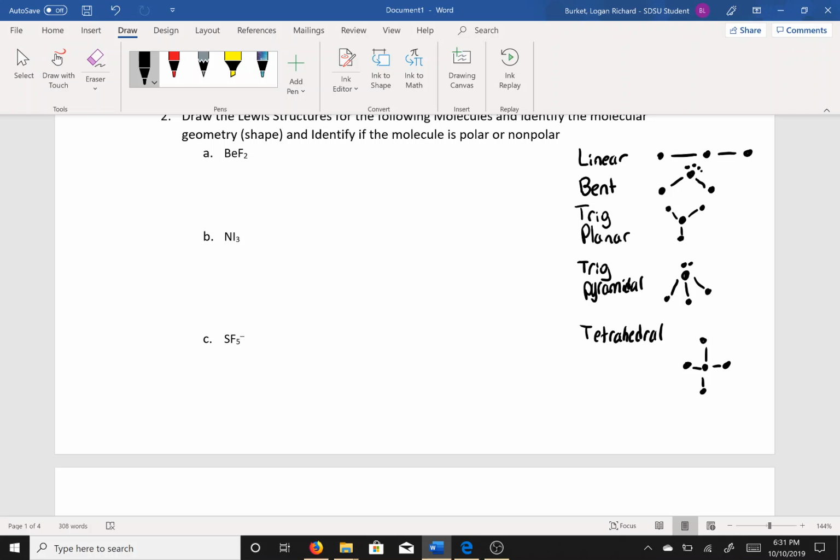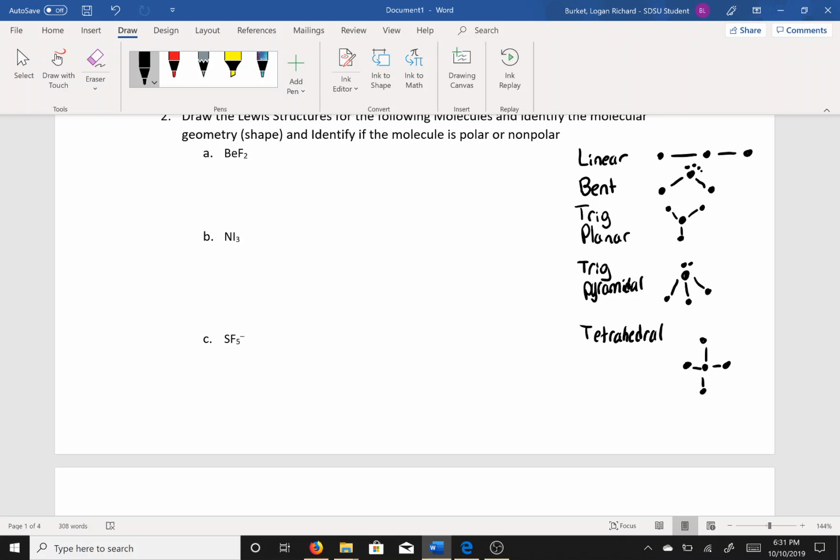So when you look at the prefixes in the last three, in trig pyramidal and trig planar, they both have three bonds. That tri says how many bonds there are. So there's three in trig planar, three in trig pyramidal. Tetrahedral, you look at the tetra, that means four. So there's four bonds on the central atom. So that's an easy way to keep that straight. So now let's jump into drawing the Lewis structures.